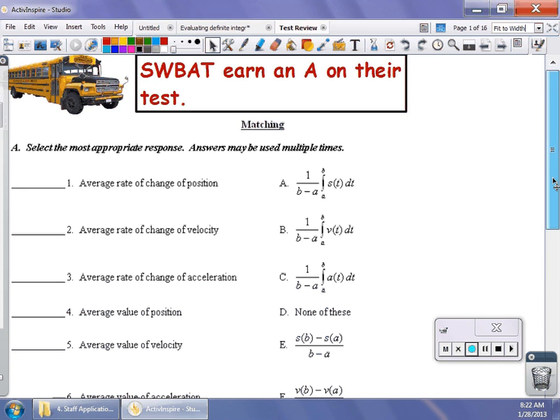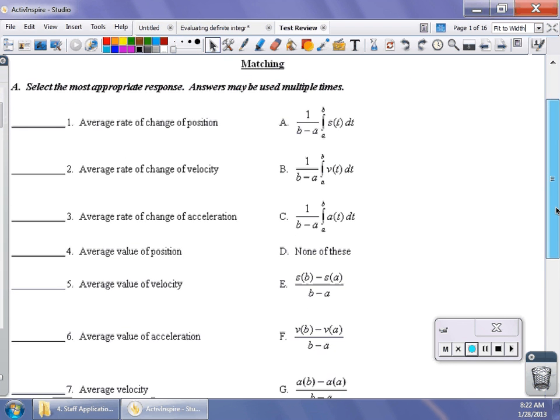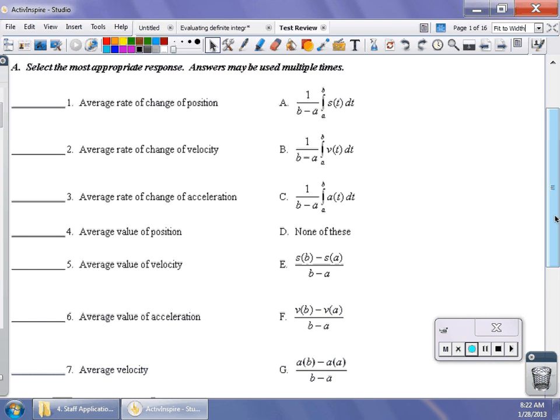So we're going to start, and notice it says that the answers may be used multiple times. So my suggestion would be to start with the right-hand side and figure out what those things indicate. So in letter A, if we actually think of evaluating that, if we find the antiderivative of a position function, I'm not sure what that takes us back to, so we'll hold off on that one. That's probably one of our distractors.